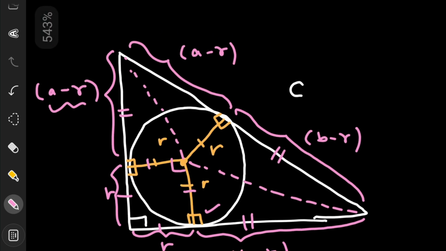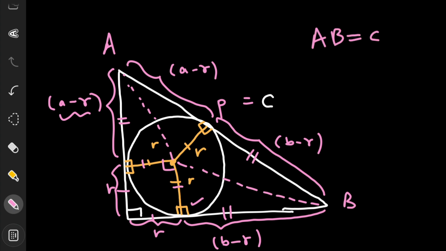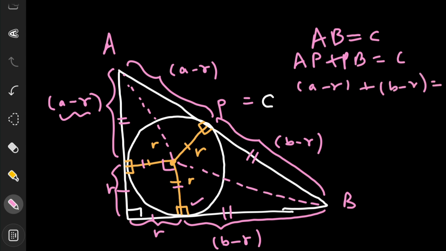Now look carefully. It was given that the length of the hypotenuse is equal to c. The length of the hypotenuse is from A to B. For example, let me label this. This point is A, this point is B, and this middle point where it is perpendicular, let it be P. So we can see that AB equals C. Now AB can also be written as AP plus PB, and that equals C. Now the length of AP is a minus r, plus the length of PB is b minus r, and this would be equal to c.